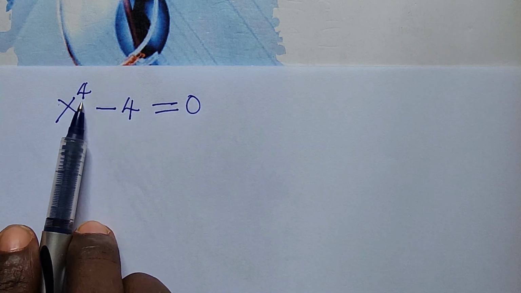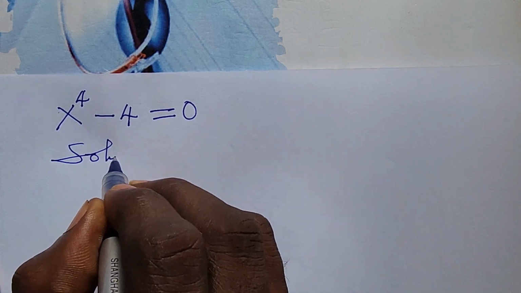The question is x to the power of 4 minus 4 equal to 0. So how do we get all four solutions to this challenge? And in this challenge, I'm going to test all the four roots to confirm or to show that the solutions are correct. So let's take our solution.